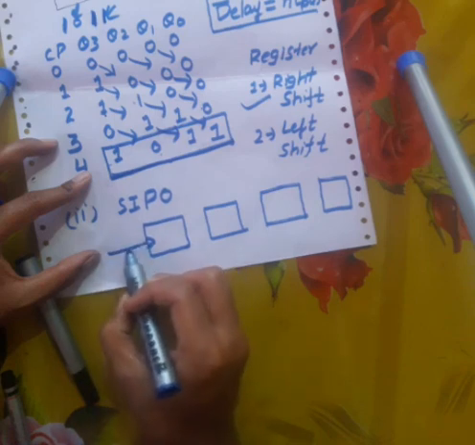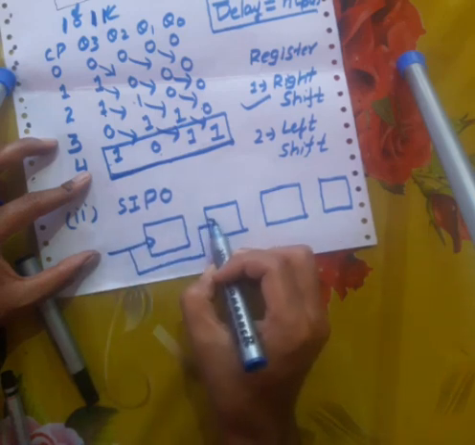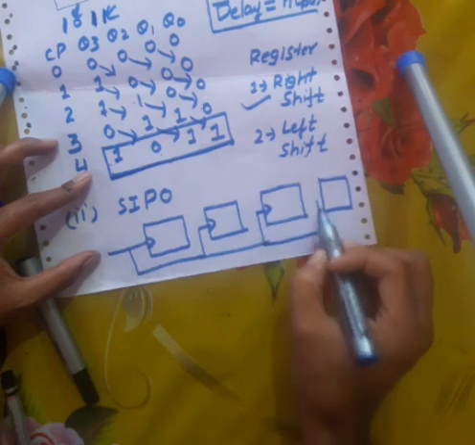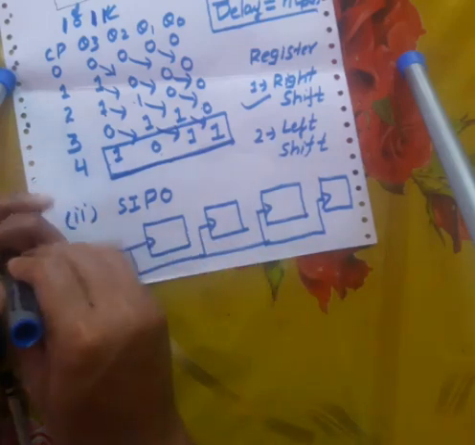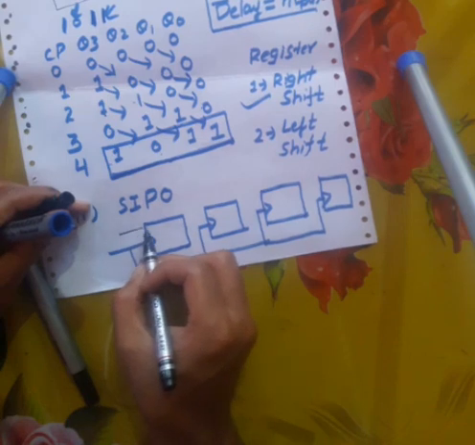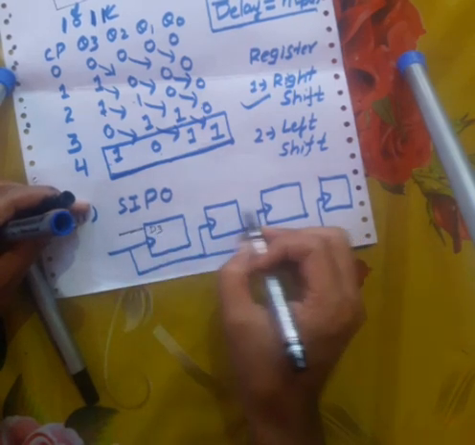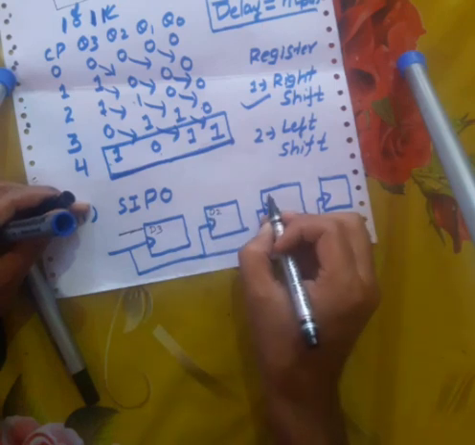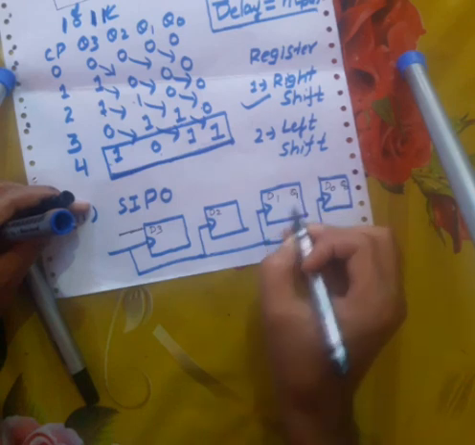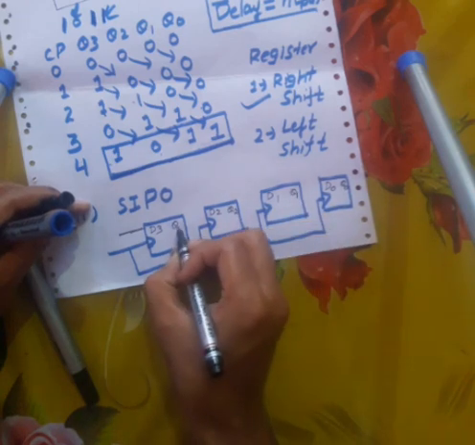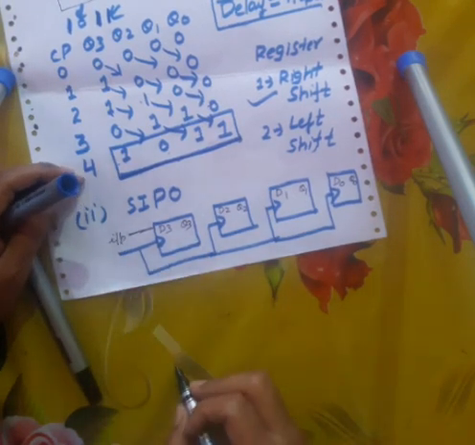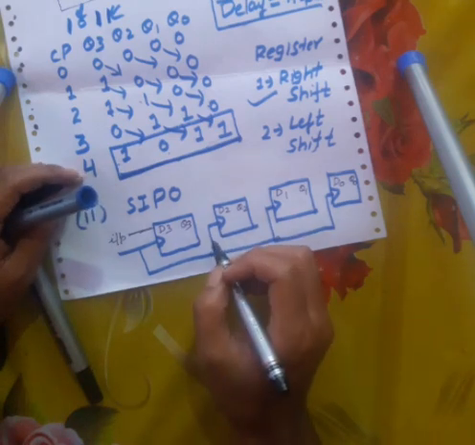The clock pulse is connected to all the flip-flops. Now give the input. This is D3, this is D2, this is D1, this is your D0. This is the Q0 output, this is Q1, this is Q2, and this is Q3 output. Now you will give input from here, but you can take the output parallelly.